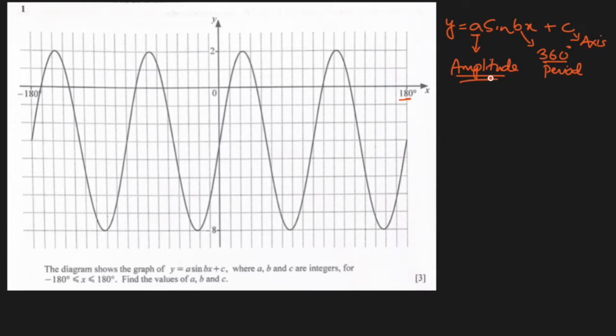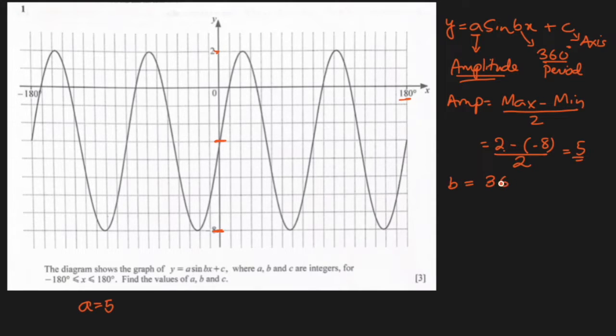So let's start with amplitude so that we get A. Amplitude is the maximum minus minimum divided by 2. Basically, the difference between maximum and minimum is this distance. If we halve it, we get the distance between the maximum and axis, or axis and minimum. So maximum in this case is 2, minus minimum, negative 8, divided by 2. So 2 plus 8 is 10, divided by 2 is 5. So A is 5.